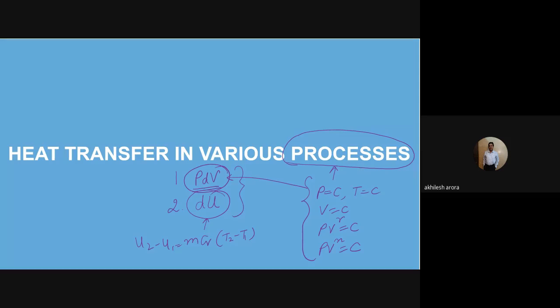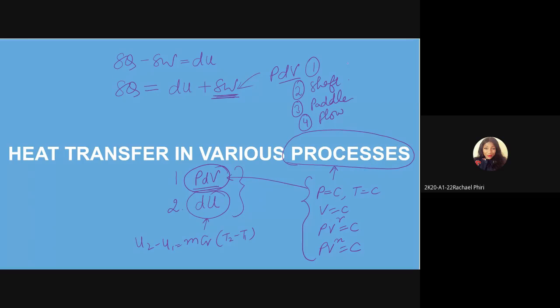And we have just discussed the first law of thermodynamics for a process, which is delta Q minus delta W is equal to dU. So if I want to calculate the heat transfer, it would be equal to dU plus delta W. Now this delta W is actually PdV work. If it is not PdV work, there can be different types of work. For example, we discussed PdV work, shaft work, paddle wheel work, flow work, and there could be other types of work also, like magnetic work and electrical work.